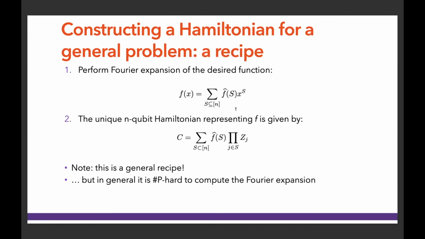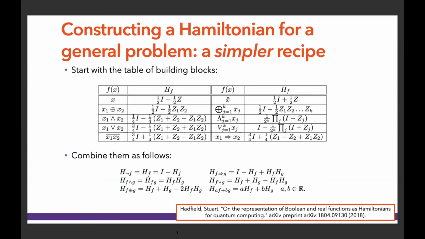So this gives us a general recipe that we can use for this existence proof. We take our objective function, we perform its Fourier expansion, and then we take the coefficients and use them to construct the unique n-qubit Hamiltonian representing it. Now it's a general recipe, so it's an existence proof, but it is potentially not efficient. That is, in the worst case, it's going to be very hard to compute this expansion, and it will be a large expansion too. So in practice, this existence proof doesn't perhaps matter too much to you.